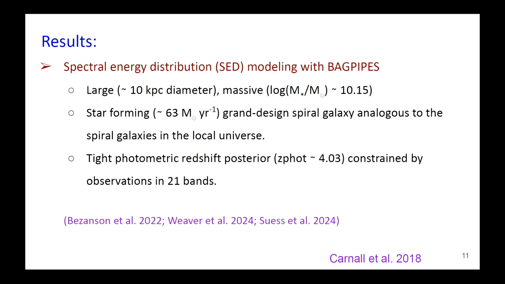So basically it's a large spiral galaxy with a diameter of 10 kiloparsecs. It's massive, it's highly star forming, and that is why it is similar to the spiral galaxies that are present in the local universe. And our photometric redshift posteriors are quite tight, which are constrained by observations in 21 bands.